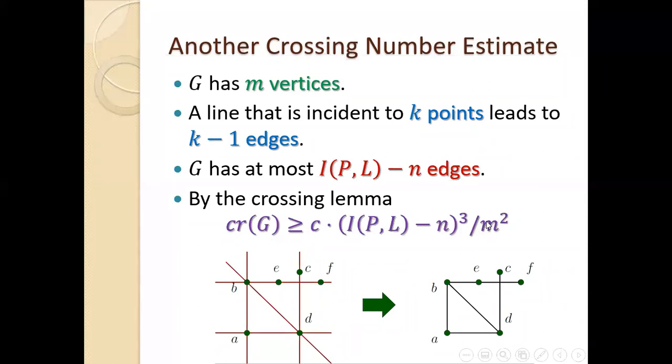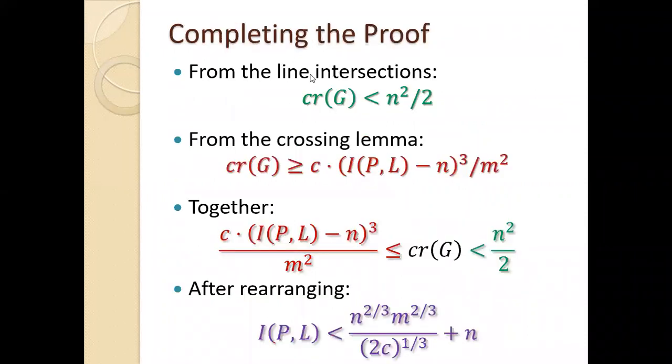And I claim that this is the end of the proof. We got a bound on the number of incidences. And you might complain, what are you talking about, Adam? We just defined a graph and looked at its crossing number. How did we get an upper bound on the number of incidences? Very simple now. What did we do?